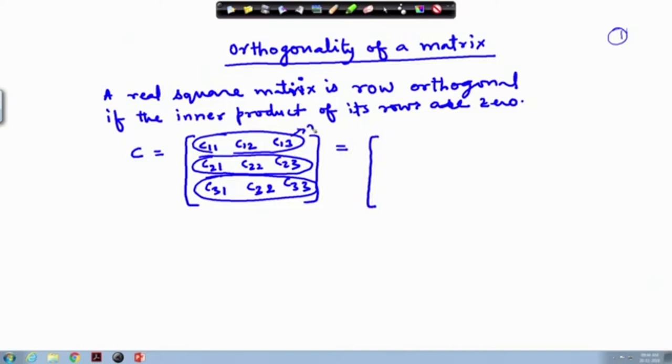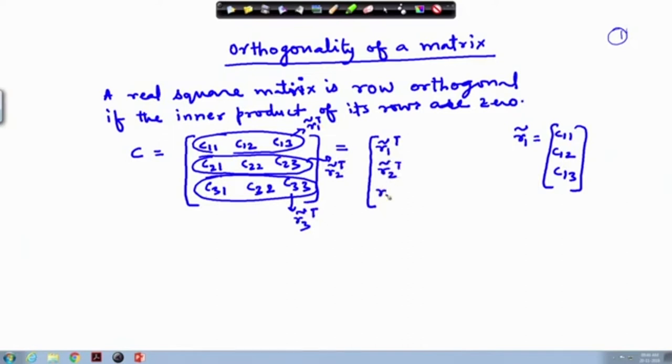Each of the rows we can indicate as R1 tilde, R2 tilde, and R3 tilde, which are vectors in matrix notation. Here R1 tilde is C11, C12 and C13. See the difference: this is a row vector which we have written in column form. So the transpose of this will come in this format, and we should write R1 transpose, R2 transpose, and R3 transpose.